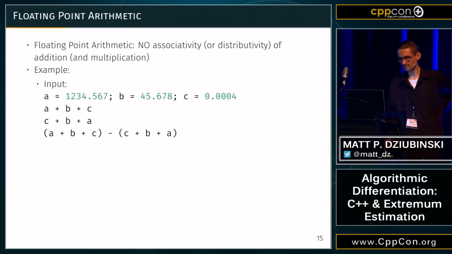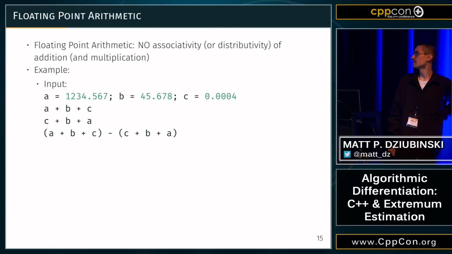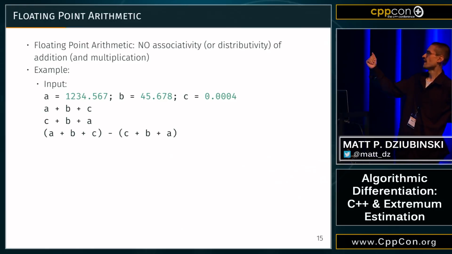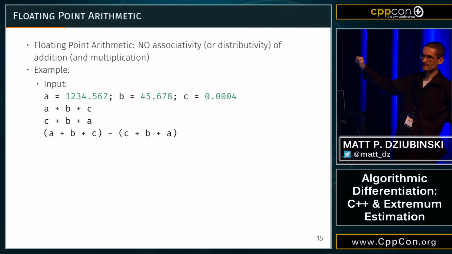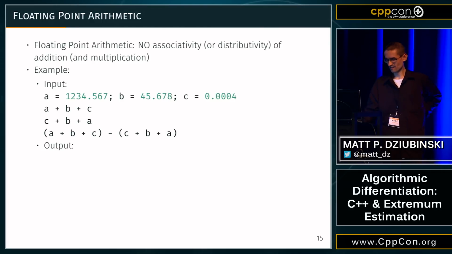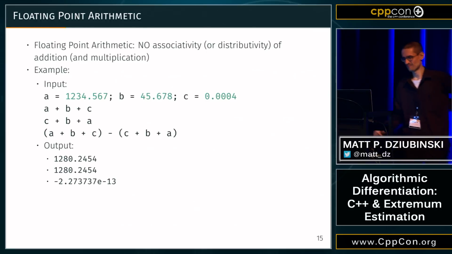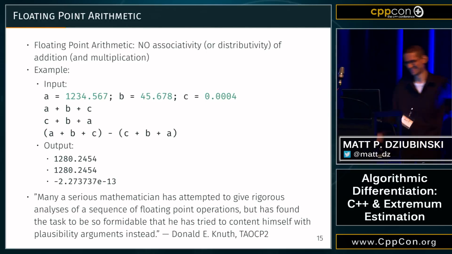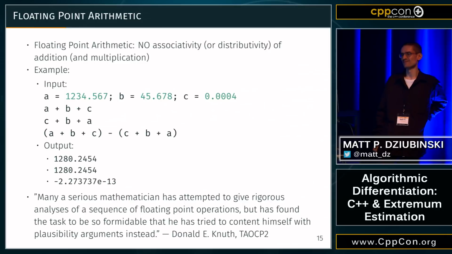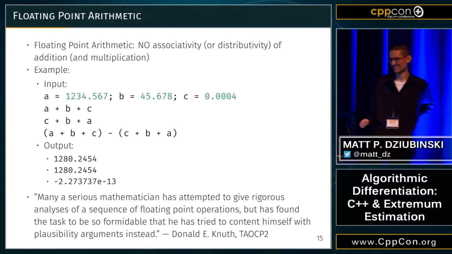Here's an example. You could have a bunch of numbers, number A, number B, and number C. What we are going to do is add A plus B plus C, then we are going to add C plus B plus A, and then we are going to see if there is any difference. So that's A plus B plus C, that's C plus B plus A. So far, so good. And that's the difference. So, what? Mathematicians don't like floating point numbers because they are not really what they are used to.